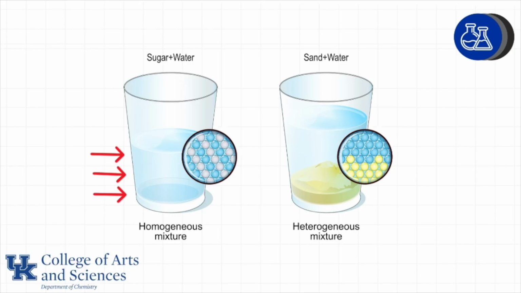Contrast that to a heterogeneous mixture. If I took samples from the top, middle, and bottom of my mixture, what I would see is something different. At the top, I'm just seeing water. In the middle, I'm going to start to see some sand and some water. And at the bottom, I'm going to see mostly sand and only a little bit of water. So there's something different there. And as a result, that gives us a heterogeneous mixture.